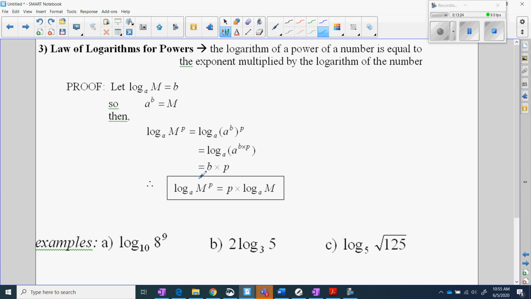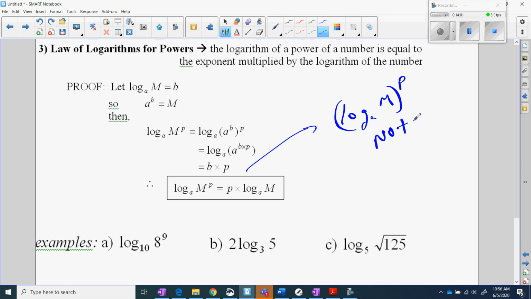So basically, the way this one works, without me going through it in any details, is that if you have the log of an argument raised to an exponent, now you have to be very careful here. It's just the argument raised to the exponent. Where students get caught on this one is, let's say I had the log base A of M, and the whole thing was in brackets to the P. That's not the same as this. In this one, the only thing raised to the exponent P is the argument. In this one, the whole logarithm is raised to the P.